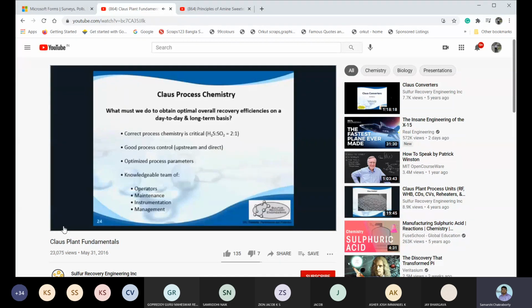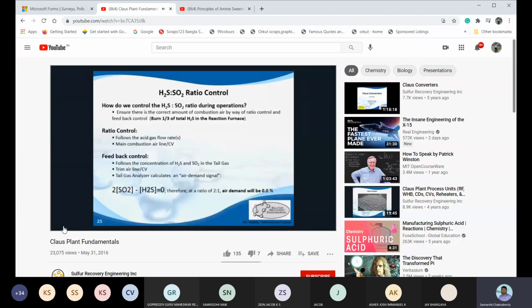And then we also need to optimize our process parameters. And mainly that includes temperature. We want to make sure our reheaters are all achieving the right temperature for our converter inlets. We want to make sure our condensers are cool enough to condense all the sulfur that we can and minimize vapor carryover. Then lastly, we need a knowledgeable team of operators, maintenance, instrumentation, and management. They're all equally important in ensuring the performance of the SRU is good.